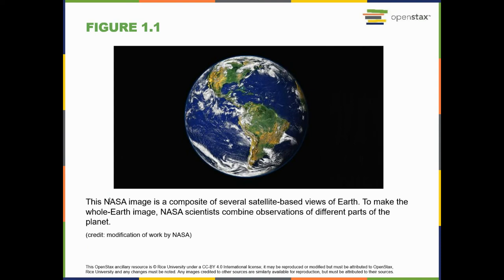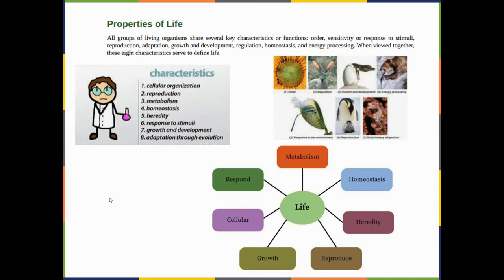Now, this is where the book makes me a liar, because I don't quite understand why this picture is there, what it's supposed to summarize. So this is really just illustration. But then the book says all groups of living organisms share several key characteristics or functions: order, sensitivity, response to stimuli, reproduction, adaptation, growth and development, regulation, homeostasis, and energy processing. These are the 8 characteristics that define life.